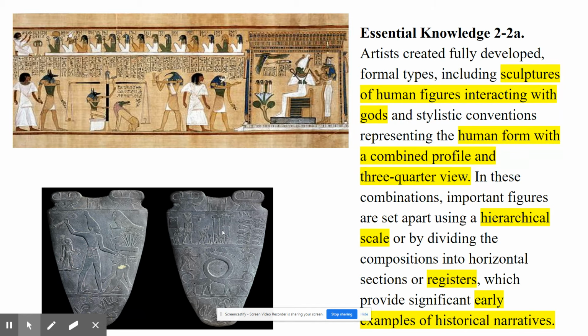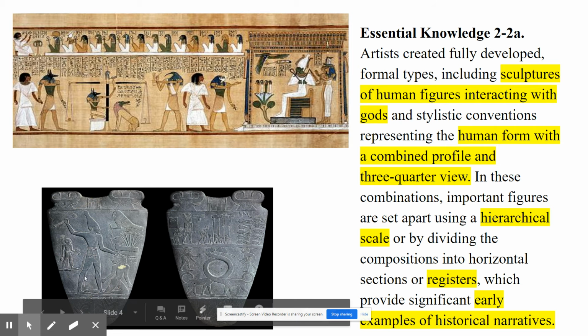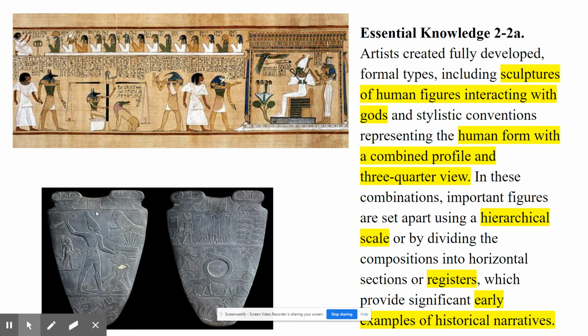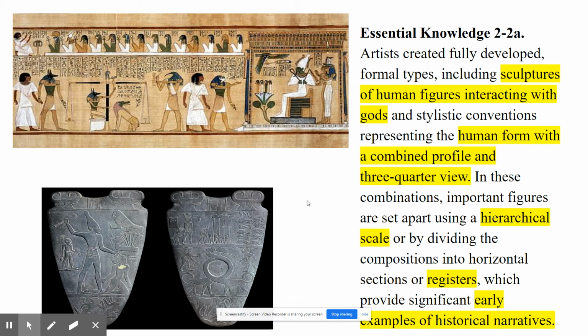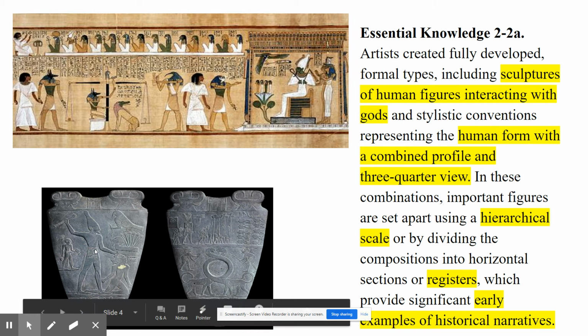We see also here the Palette of King Narmer. This is our pre-dynastic piece. And Narmer is our guy. He's known for uniting Upper and Lower Egypt, and he's historically significant because of that. And we see him, this is Horus, the god Horus here. And so he's kind of interacting with this god Horus. So we see human and god interaction. I don't think that Narmer was considered divine because this is before he was a pharaoh, he was a king.